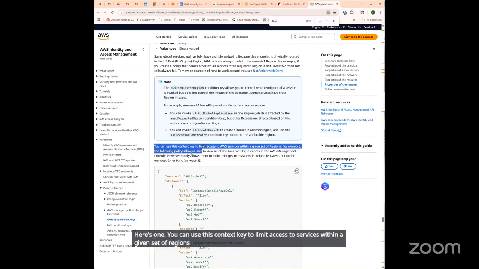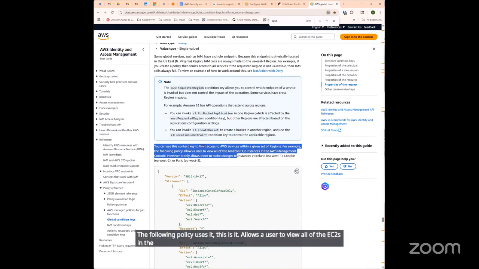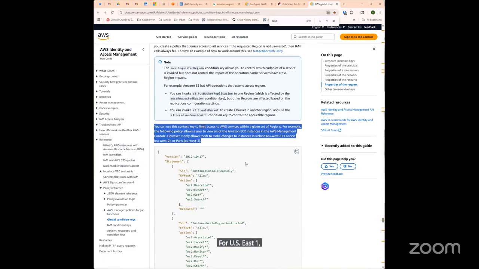Here's one. You can use this context key to limit access to services within a given set of regions. For example, the following policy, this is it, allows a user to view all of the EC2s in the management console. However, it only allows them to make changes to instances in Ireland, right? EU West 1, right? London, EU West 2, or Paris, EU West 3. So you could use this for US East 1, US East 2, whatever. Okay, so that's much more specific.